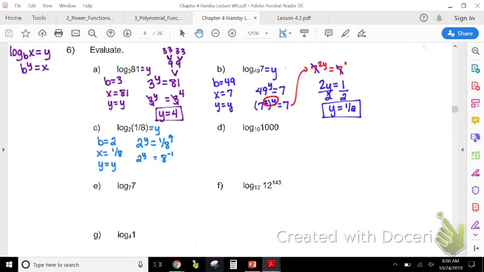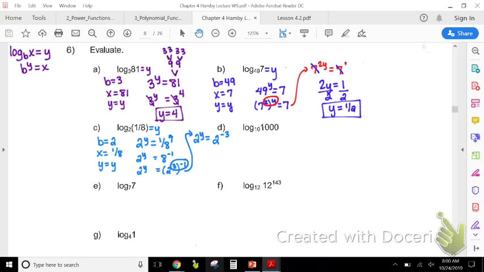So my bigger base is 8. Can I take that 8 down to a base of 2? Yes, 8 is 2 to the what? Third, and I still have the negative 1 there. So 2 to the y equals 2 to the, what do I do with these exponents? Multiply them. And so we get negative 3, right?